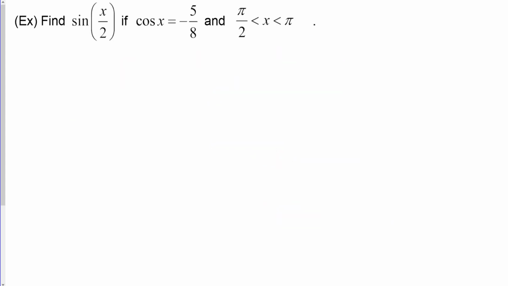All right, find sine of x over 2 if cosine x equals negative 5/8 and x is between pi over 2 and pi. So if we're between pi over 2 and pi, so here's 0, pi over 2, pi, that puts us in quadrant 2.